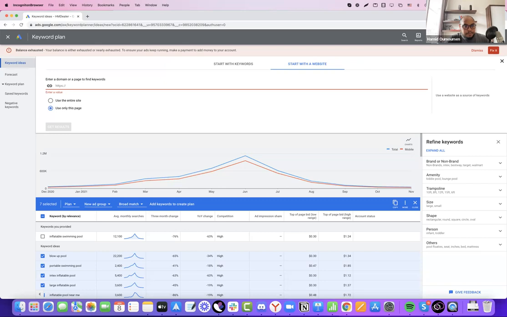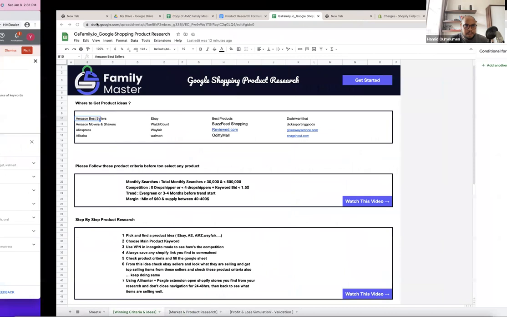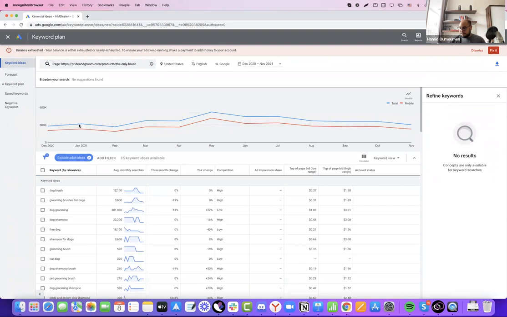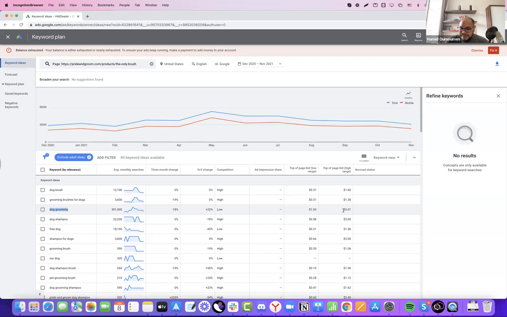Okay, let's copy the link. For example, I put the link, then they give me the keywords. You see? And I will take this keyword, type it in the search, and see what the results are, and the other keywords, because I just need to find the keywords that are relevant to the products. For example, look at this, dog grooming. Dog grooming is broad. This keyword alone has 300k searches. The broad keywords, as I said, are too bad. And the top of page bid is $3.